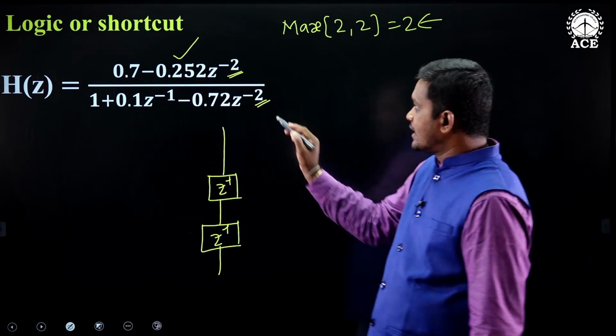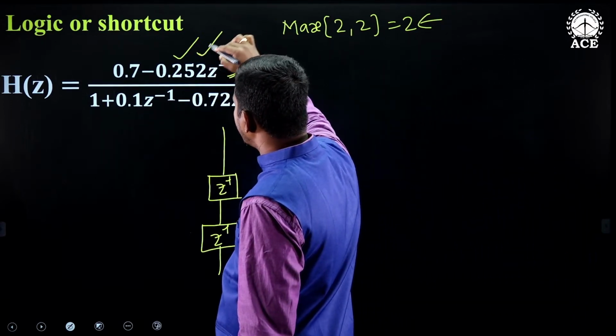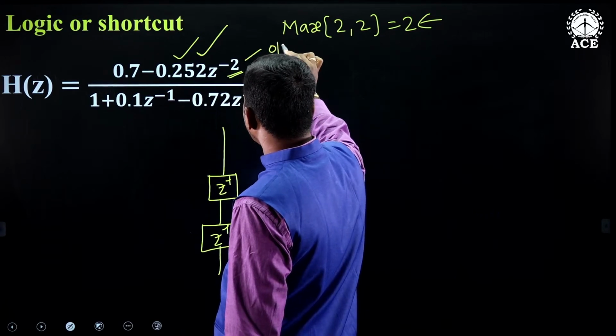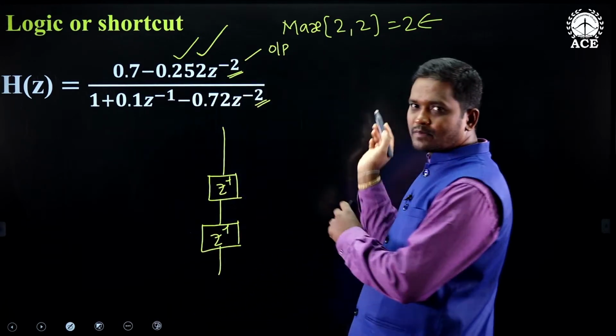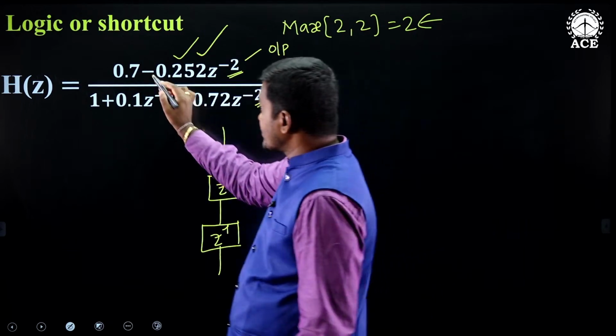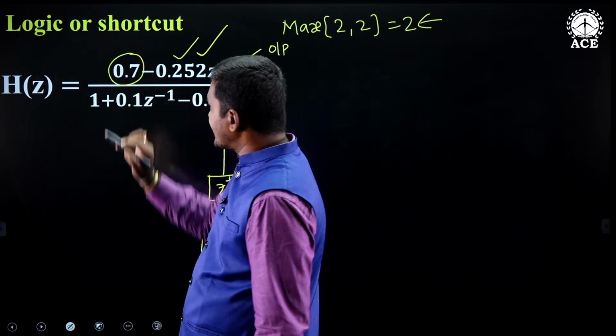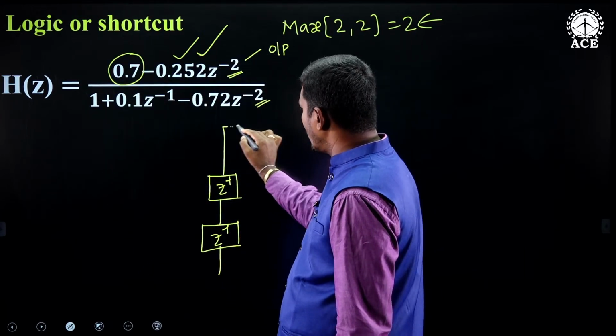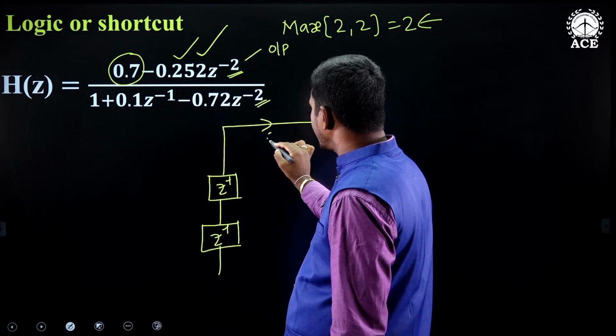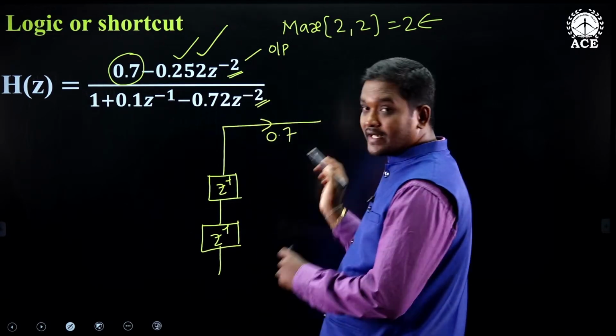After that, consider the numerator. Numerator corresponds to the output side. First, you see the constant. Constant 0.7 is there. So the first constant belongs to this one. You draw 0.7 like this.